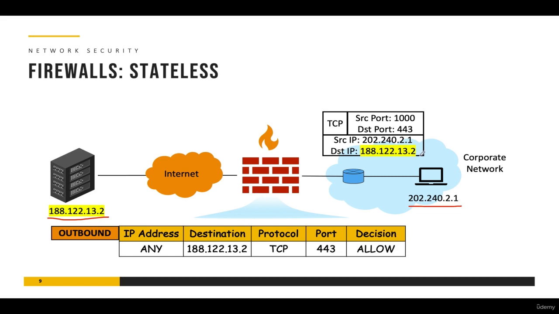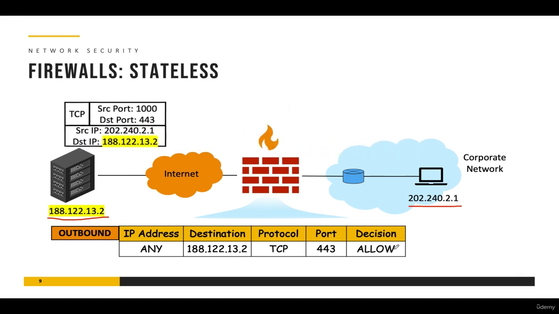destination server. And now if you see the access control list of the firewall, it says that for any outbound connections, if there is any traffic coming from any internal IP address and going to this IP address, you should allow it. So in this case, the traffic would be allowed. The problem, however, is that there is no corresponding inbound rule.